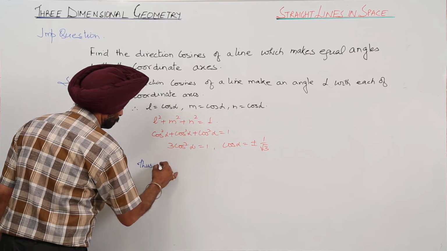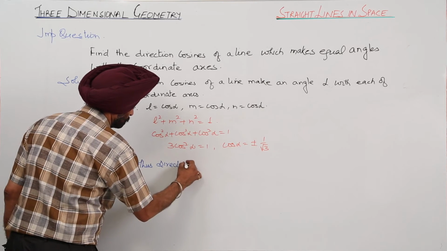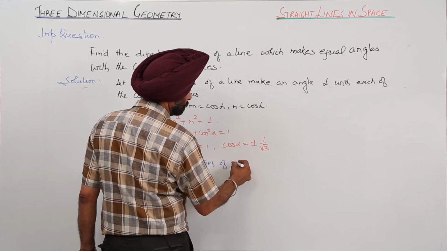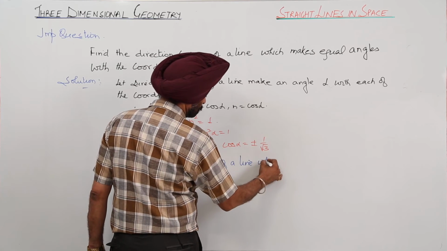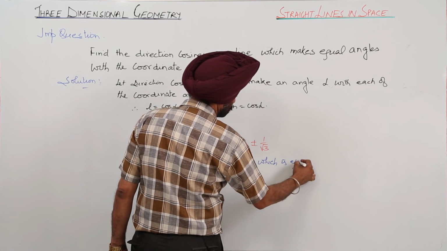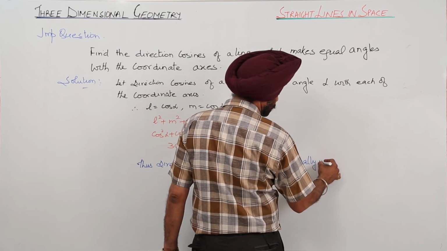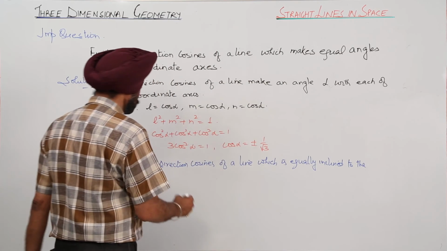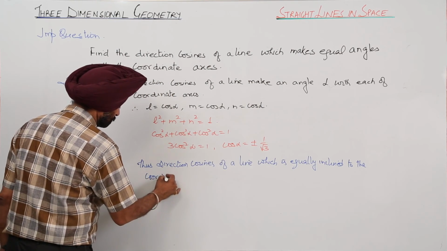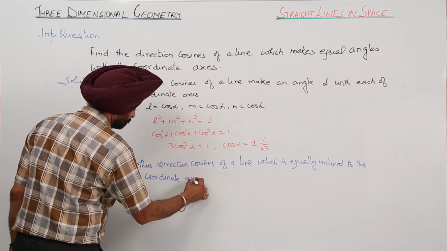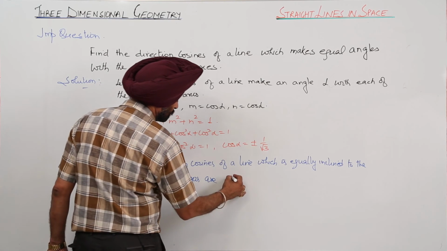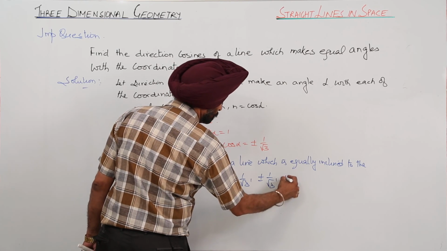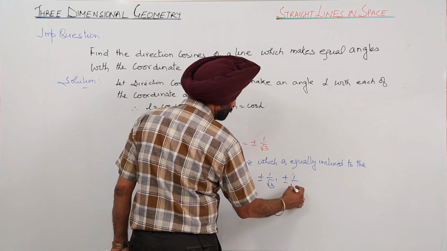Thus, the direction cosines of a line which is equally inclined to the coordinate axes are plus minus 1 upon square root of 3, plus minus 1 upon square root of 3, plus minus 1 upon square root of 3. Answer.